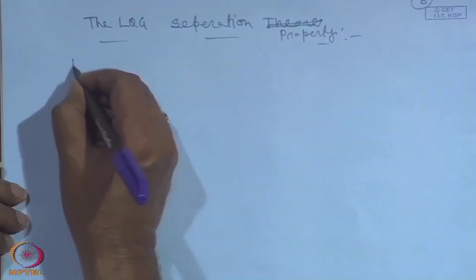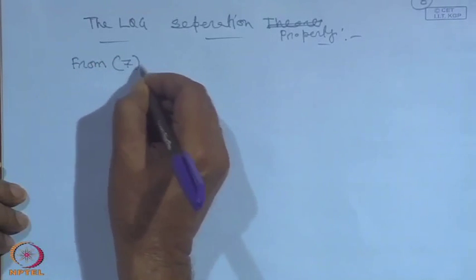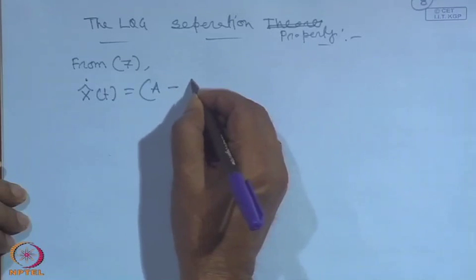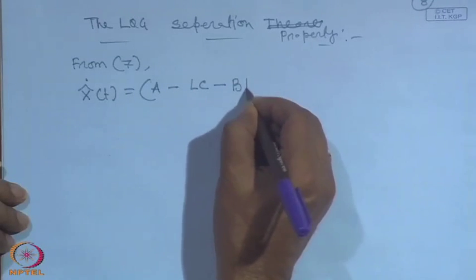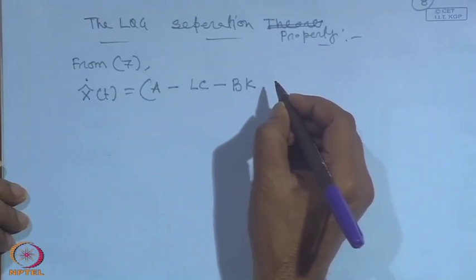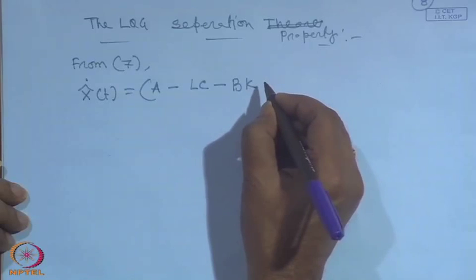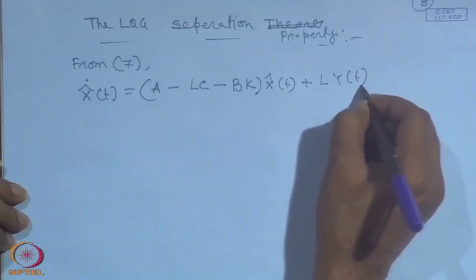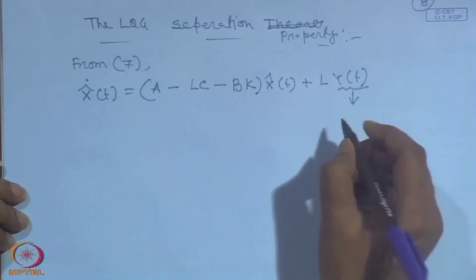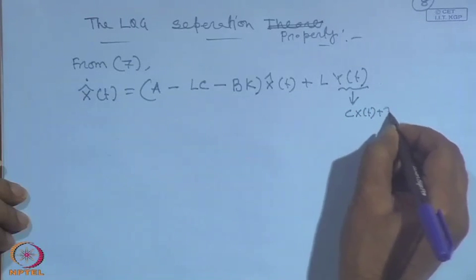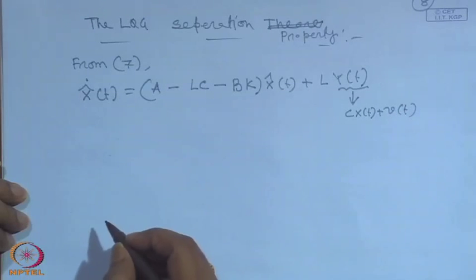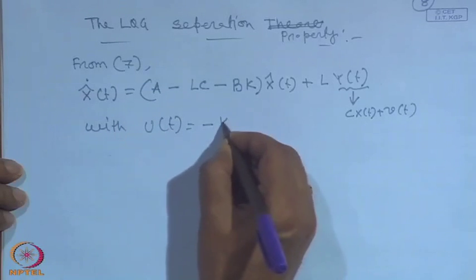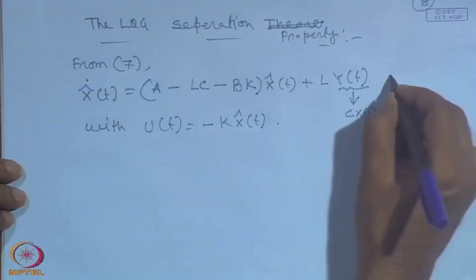So from 7 we can write x hat dot of t equals (A minus L C minus B K) x hat of t plus L y of t, because B u is replaced by minus B K x hat of t. Agree? And the measurement equation is y equals C x of t plus v of t, because the output is corrupted with noise, with u of t replaced by minus K x hat of t. Agree? Let us call this equation number 9.